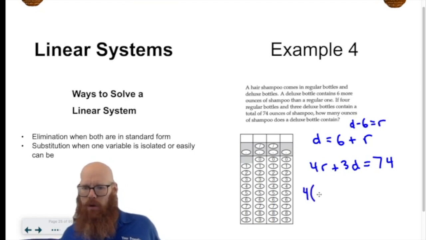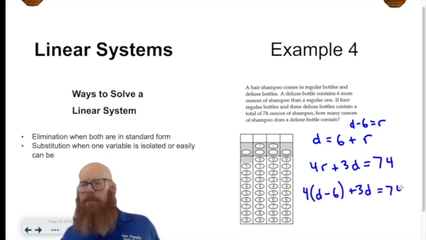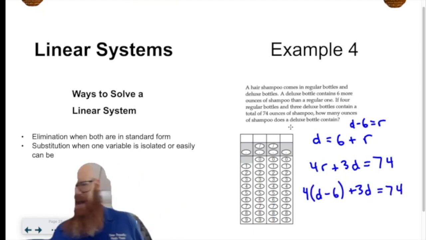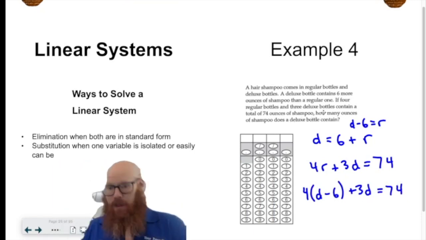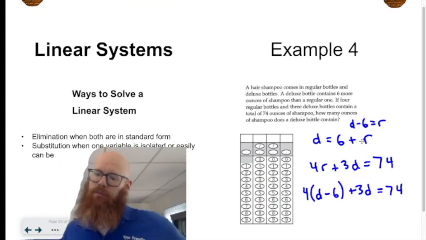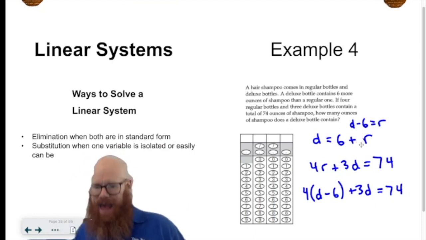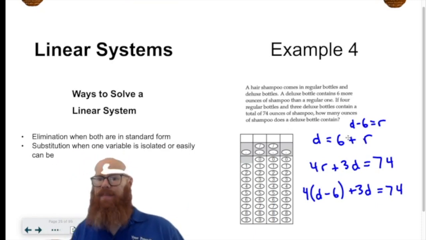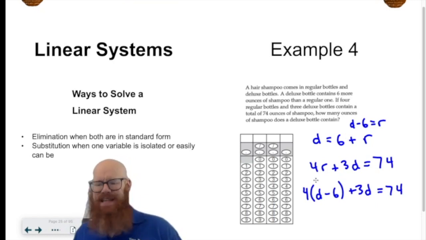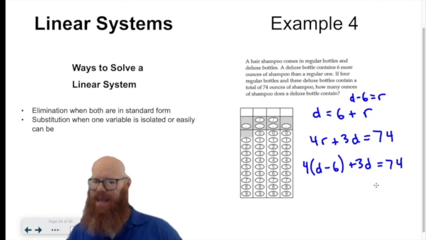So I'm going to have 4 times D minus 6 plus 3D. And I'm substituting this way because I want to solve for D, and they ask for the deluxe bottle. I could solve for R and then plug back in, but a lot of times we forget when we have to find the other variable. So it's easier just to make sure that when you solve the algebra problem, you just have the answer.